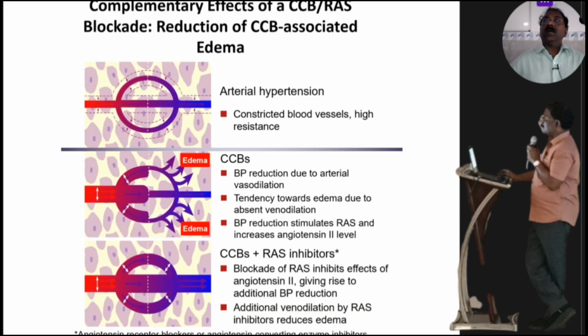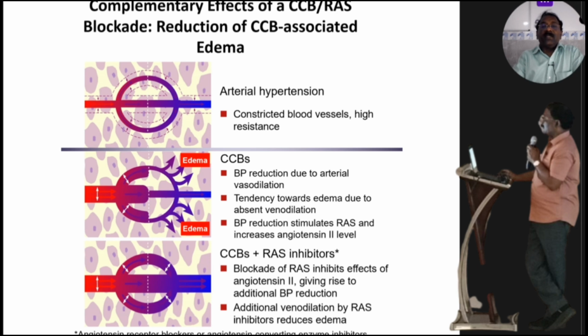Complementary effects of a calcium channel blocker and RAS blockade, reduction of the CCB associated edema. You concentrate on this slide. See the arterial hypertension, constricted blood vessels. See the afferent arteriole and the efferent arteriole. High resistance. So when you are using calcium channel blockers, BP reduction is due to arterial vasodilatation, with a tendency towards edema due to the absent venodilatation.